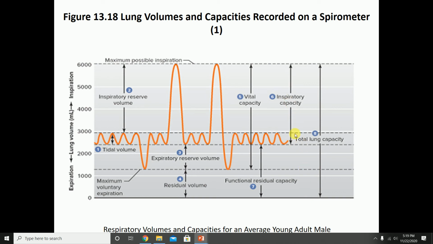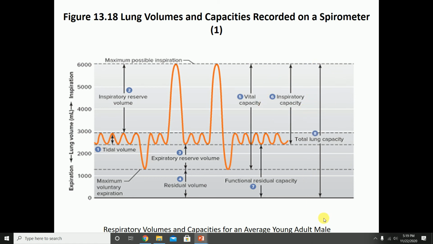Next would be the inspiratory capacity, and that would be the maximal amount of air inhaled after a normal exhalation. So after a breath out, you ask the patient to inhale as much as possible. That would include the tidal volume plus the inspiratory reserve. So that would be the inspiratory capacity.